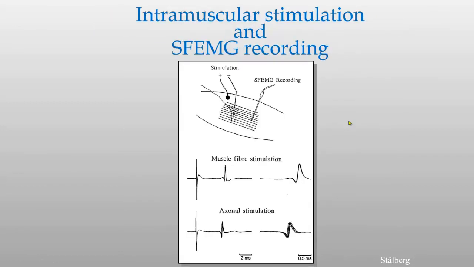The jitter may be studied either with voluntary activation or, as in this case, electric stimulation. We stimulate with the needle or with the surface electrode and record the jitter between the stimulus and the recorded spike. If the jitter is less than 5 microseconds, we have stimulated the muscle fiber directly, and if the jitter is more than 5 microseconds, it is a nerve stimulation.